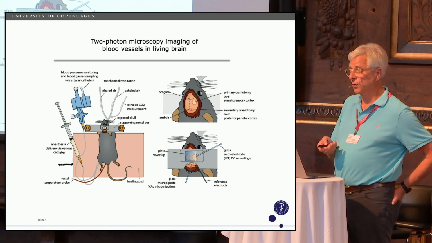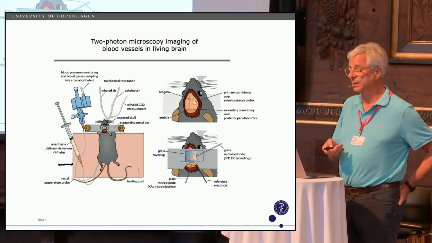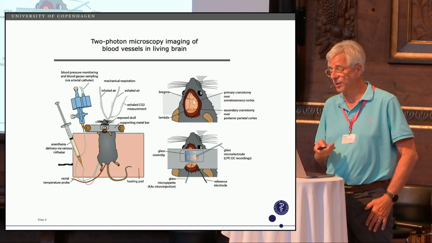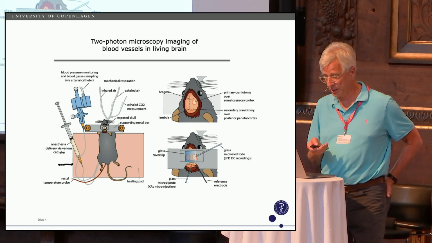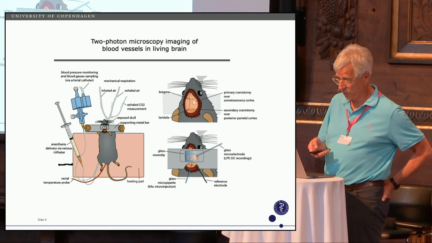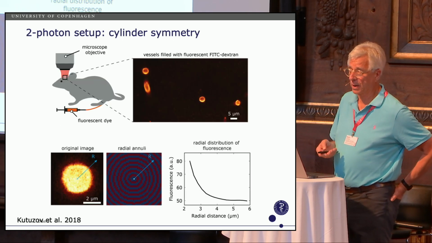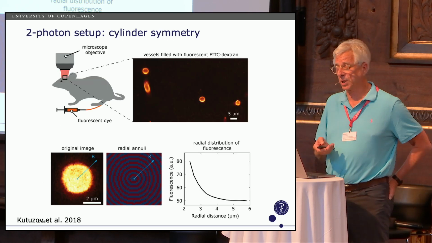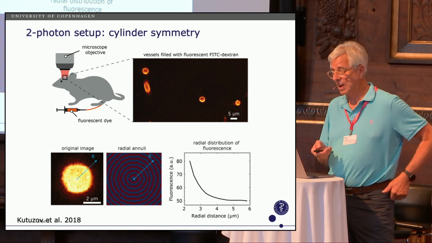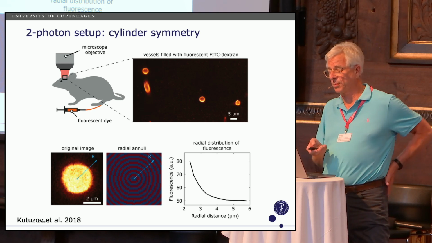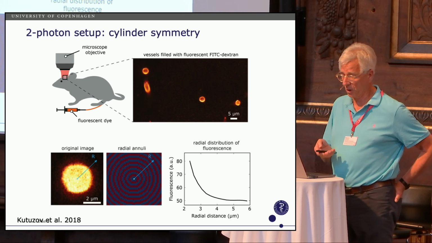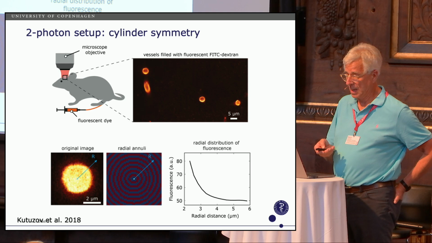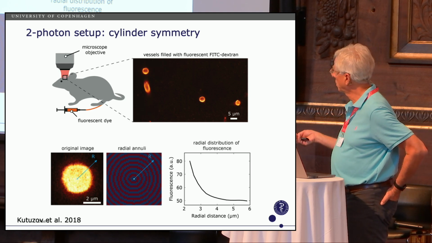So we do two-photon microscopy in these mice, and the mice have a number of fluorescent molecules. We have a craniotomy, and then we can look into the brain with this interesting microscope. The first type of experiment we carried out when we were looking into the barrier properties of the blood vessels was to look at the inside of capillaries. And what you can see here is that you can fill up the lumen of a capillary.